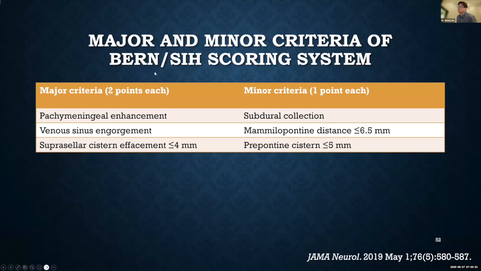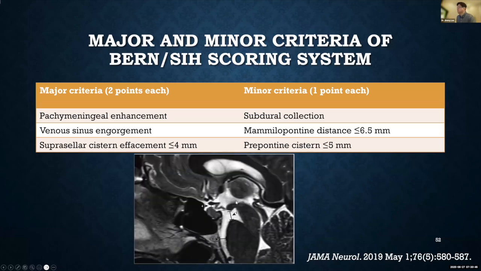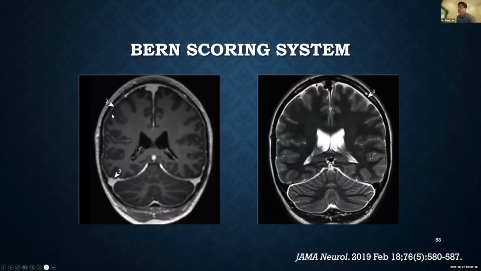So the Bern score is from the University of Bern in Switzerland. Basically there's a point system, 2 points for any of these findings and 1 point, minor, for any of these three. These are things we've talked about already, but let's show you what it looked like. For example, on the suprasellar cistern, if it's 4 millimeters or less, you get 2 points. Pontomammillary distance, if it's decreased, less than 6.5, you get 1 point. Prepontine cistern less than or equal to 5, you get another point. And the other ones are pachymeningeal enhancement, distended dural sinuses, and subdural collection.